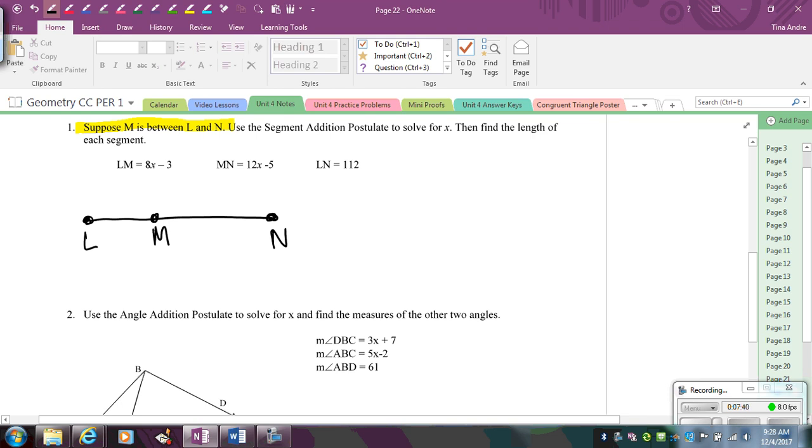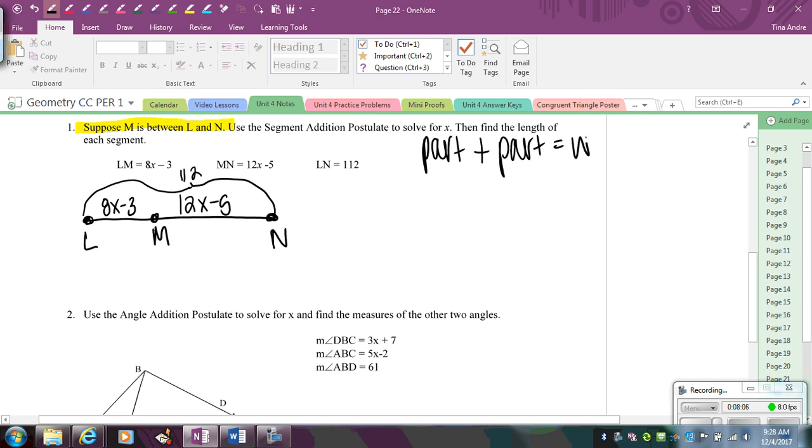So I'm going to go ahead and fill in. LM is going to be 8x minus 3. MN is 12x minus 5. And then it says this entire thing is 112. So the relationship between these three expressions is that the two parts added together have to equal the whole thing. So really my segment addition postulate is just saying part plus part equals the whole thing.